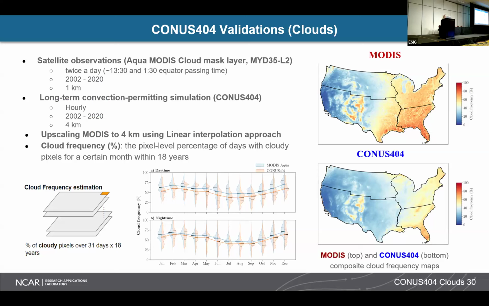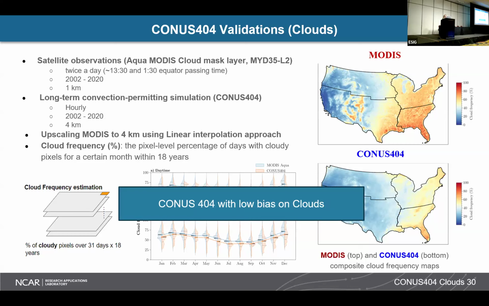MODIS is mounted on a satellite that passes through twice a day. So we only have twice a day observations. We have that since 2002. It's actually at higher resolution, so that had to be coarsened to compare to the CONUS 404 over the same period. Again, we see that there is a low bias on clouds, which explains the high bias on solar radiation.